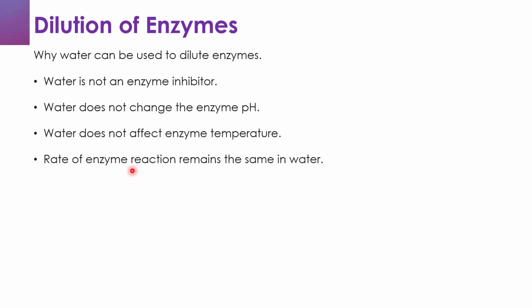Dilution of enzymes. First of all, what I want us to note is that enzymes can be diluted with water in the laboratory. Now let us look at why water can be used to dilute enzymes when working with them. One is that water is not an enzyme inhibitor. Two, water does not change the enzyme pH. Three, water does not affect enzyme temperature. And five, the rate of enzyme reaction remains the same in water. So these are a few of the reasons why we can use water to dilute enzymes in the lab.